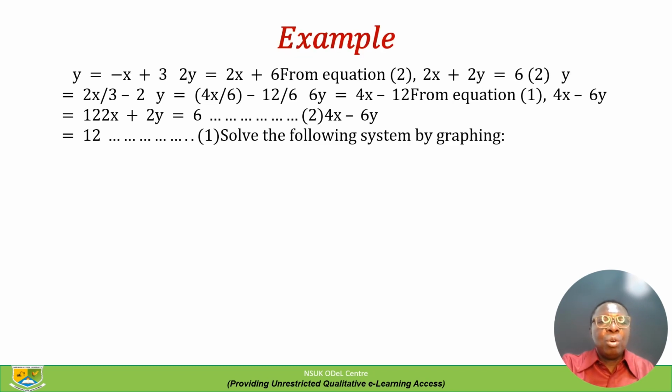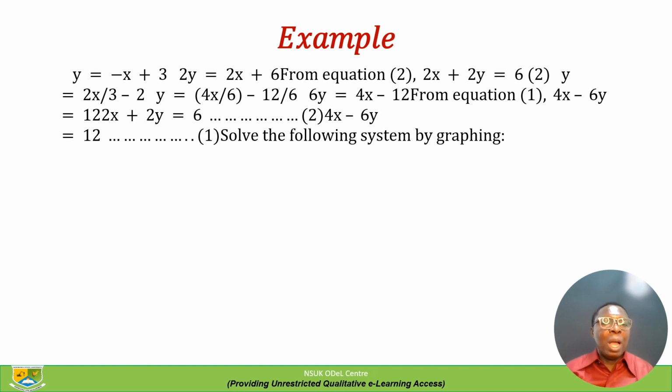Converting to this, for example: 2y equals 2x plus 6 from equation 2, 2x plus 2y equals 6. Let's say this is equation 2. So y equals 2x over 3 minus 2, and y equals 4x over 6 minus 12 over 6. So 6y equals 4x minus 12 from equation 1.